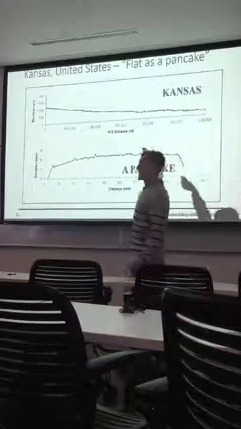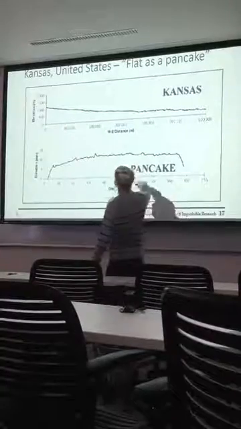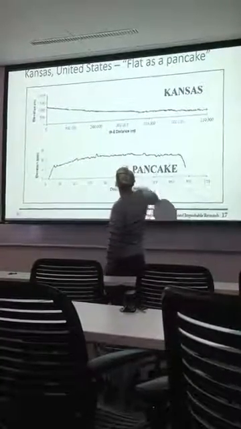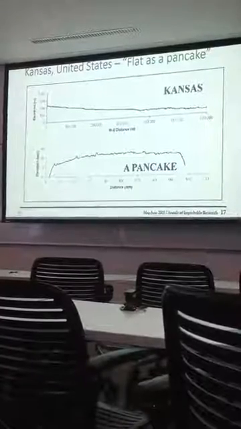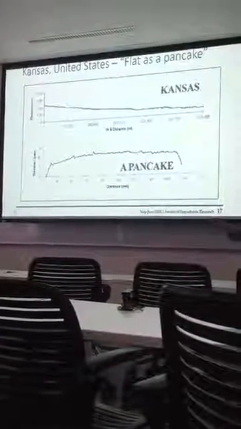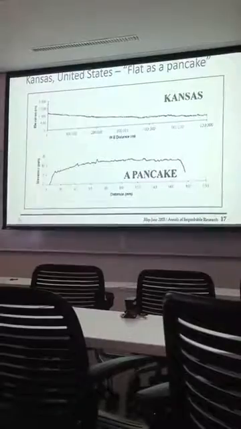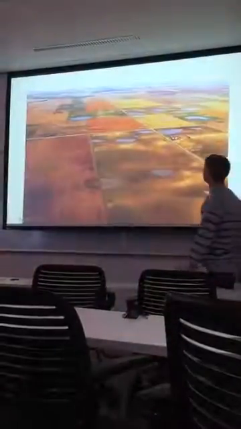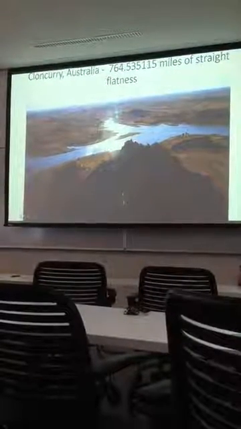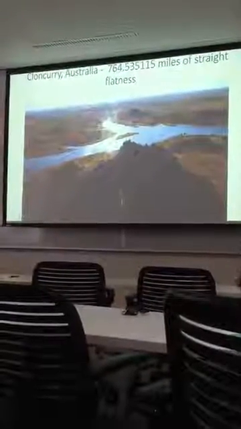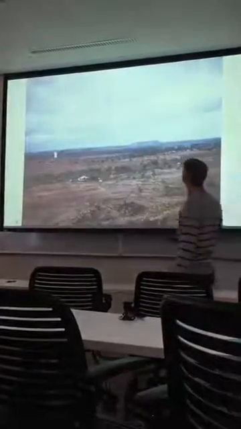Kansas State, it's known as flat as a pancake. This is the elevation level of a pancake and the elevation level of the state of Kansas. Interesting, remember, eight-inch curvature every mile squared. Interesting. That's Kansas being as flat as a pancake. Curry, Australia, 764 miles of straight flatness.